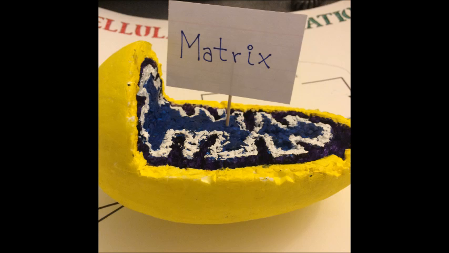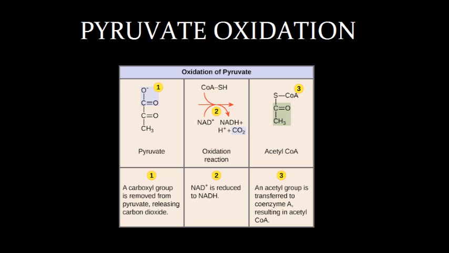When inside, three steps are followed for pyruvate oxidation to occur. Step 1. A carboxyl group is nipped off of pyruvate and released as a molecule of CO2. What's left are two molecules of carbon. Second step. The two carbon molecules made in step 1 are oxidized. The electrons in the oxidation are picked up by NAD+ to form NADH.